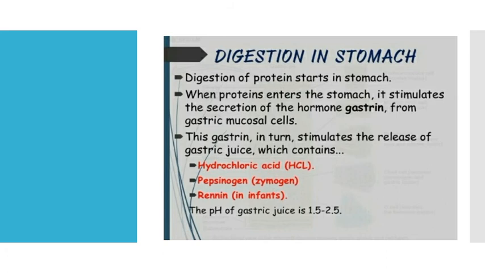First of all, there are no enzymes present in the mouth, so protein digestion takes place in the stomach. When protein enters the stomach, it stimulates the secretion of the hormone gastrin from gastric mucosal cells. This gastrin in turn stimulates the release of gastric juice, which contains hydrochloric acid, pepsinogen, renin. The pH of gastric juice is 1.5 to 2.5.